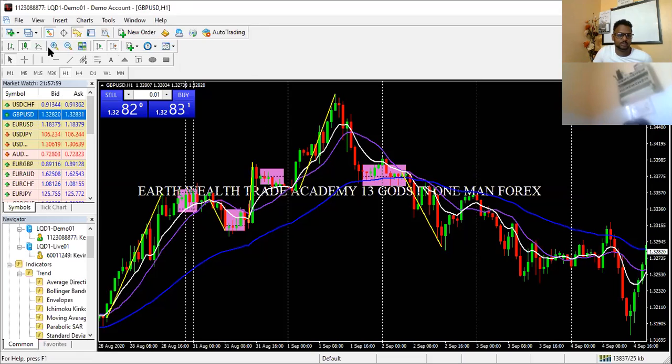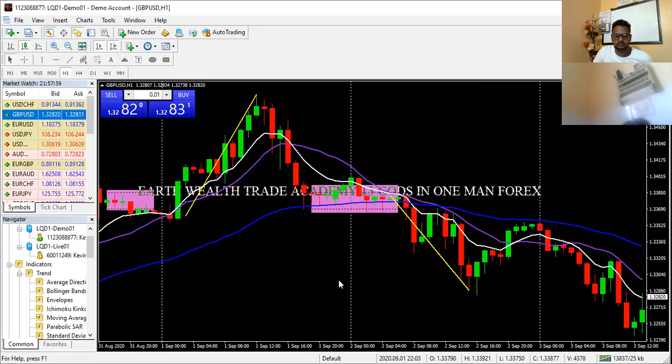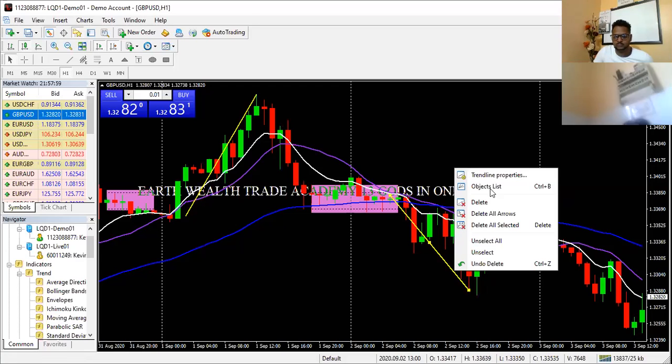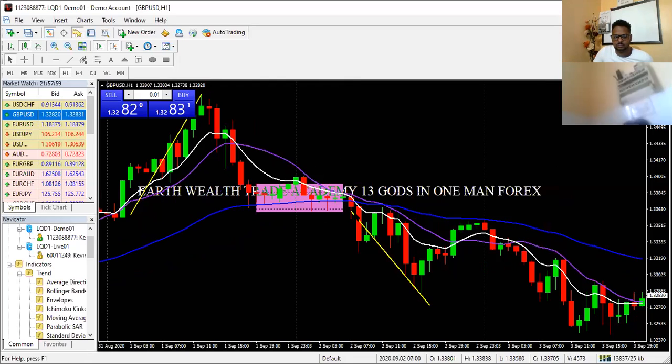So let's zoom in a bit. I'm going to change this color. Let's change this color to something else. So even if you want to put it from here, same thing. All this is a downtrend.